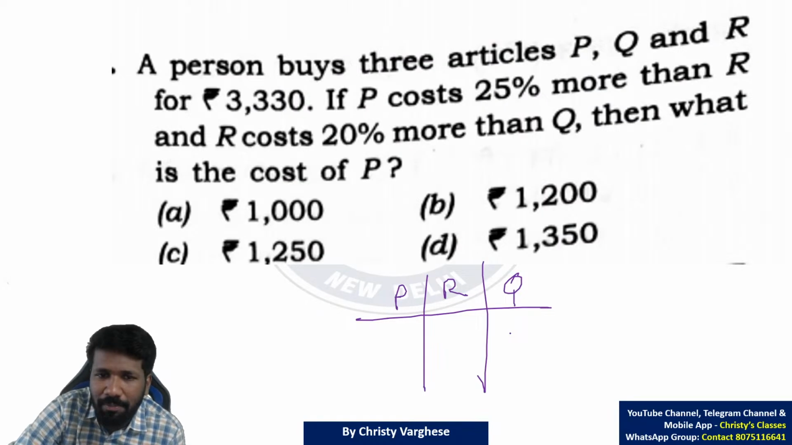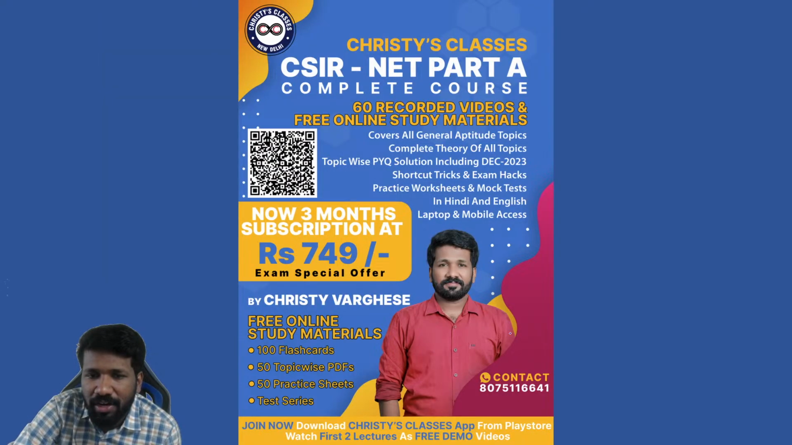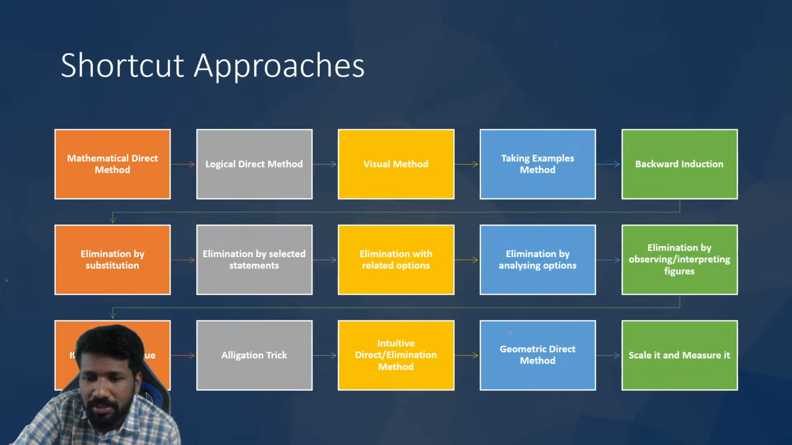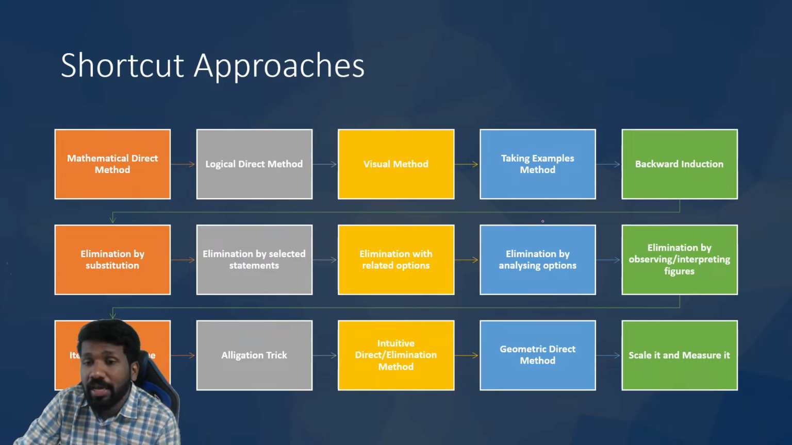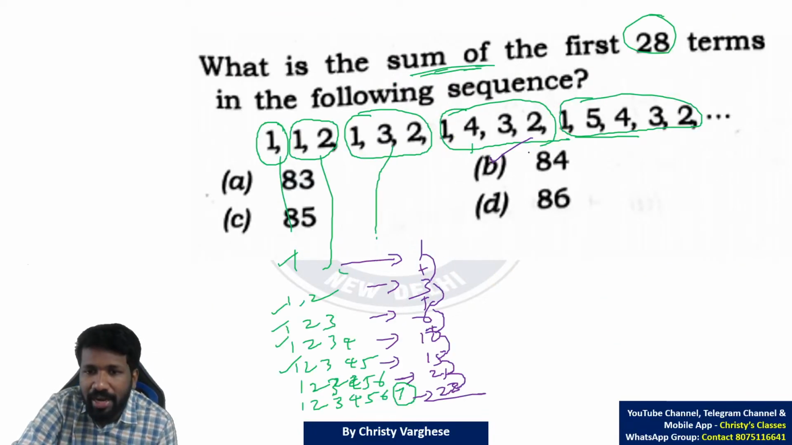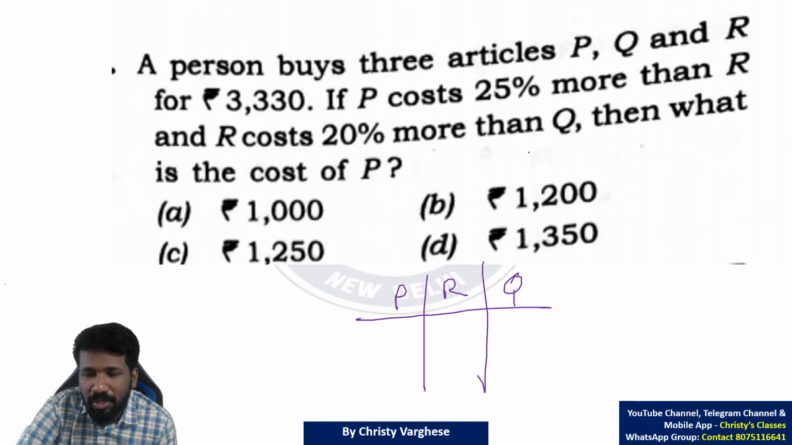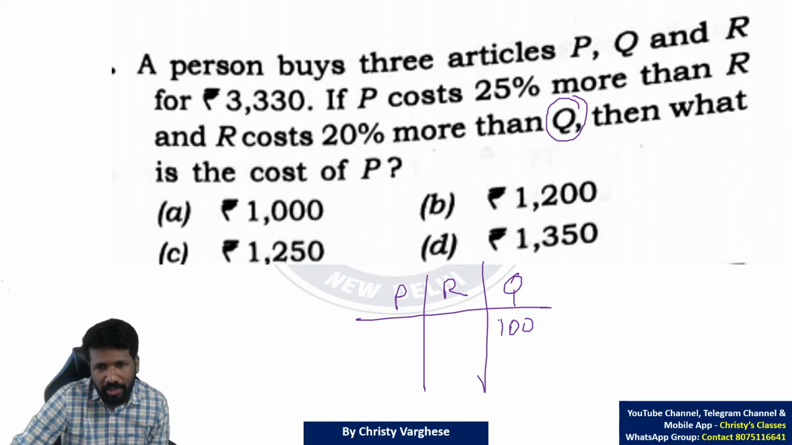So that is why the best way to do this question is, as I have always told, be flexible with the different shortcut methods. Here the taking-an-example method is the best. Take a random example, 100, because in percentage it is easy to start with 100. Q is the initial unknown, so let 100 be Q.